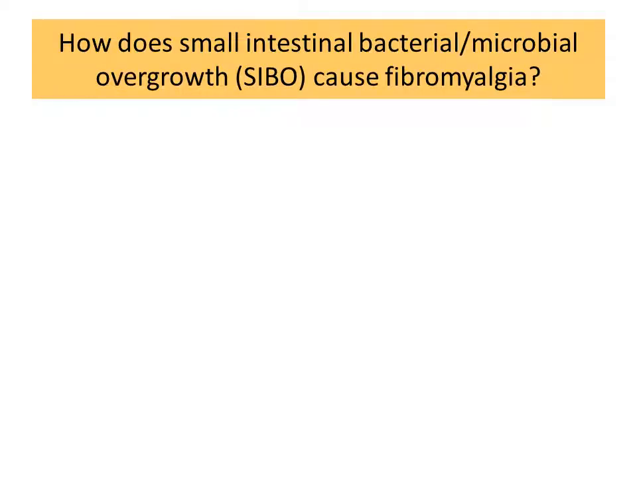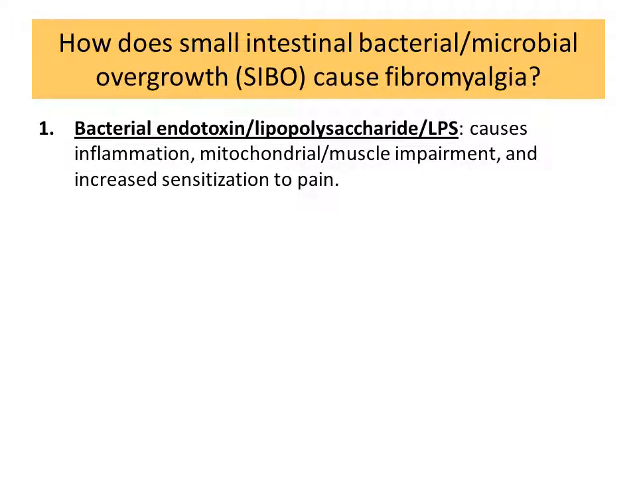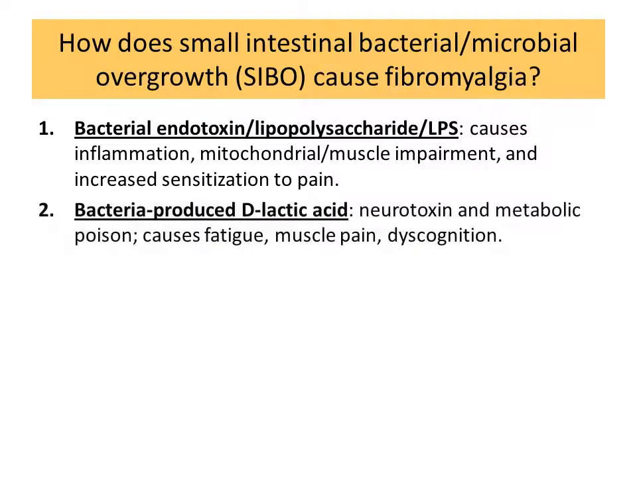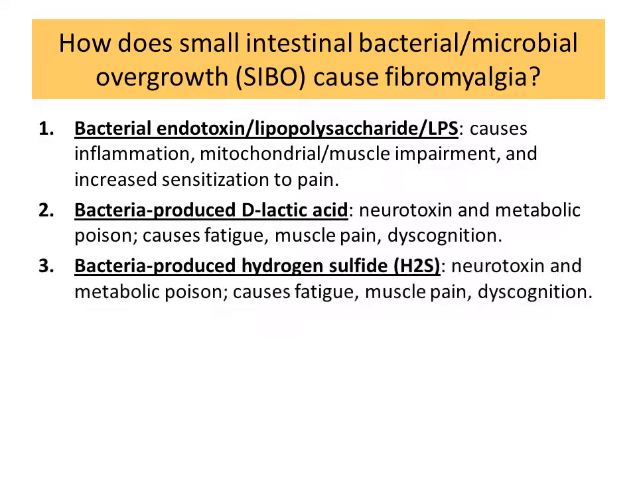So what I'll do very briefly here on this page is show you my top 4 reasons for believing and understanding that microbial overgrowth of the small intestines is the ultimate cause of fibromyalgia. First of all, gram-negative bacteria, which are a very common class of bacteria in the intestines, produce something called endotoxin, also called lipopolysaccharide, commonly abbreviated as LPS. This causes a low-grade systemic inflammation. It also causes increased intestinal permeability, and it also causes mitochondrial and muscle impairment, and this has been shown in clinical trials with humans. It also increases sensitization to pain.